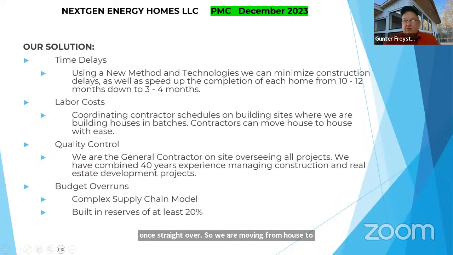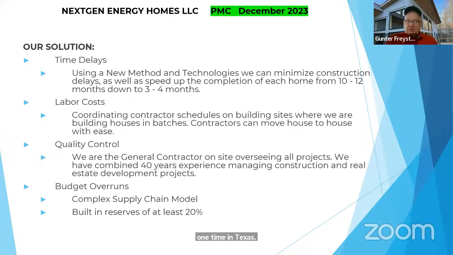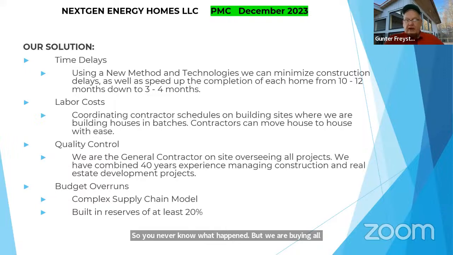And regarding the overrun, as I already mentioned, we have a very, very complex system, but it's working very well. It means in the past, my experience is, let's say tomorrow we need the windows, correct? So the windows are delayed because the factory is delayed or something else happened. I purchased windows one time in Texas, and then the building collapsed and we had no windows. So you never know what happened. But we're buying all our materials up front and have them all lined up.